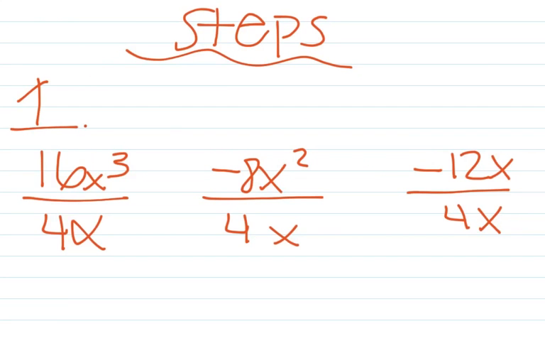So our first step is going to be sectioning out each number or each problem by itself to make it easier. For example, our very first one is going to be 16x cubed over 4x. The second section, negative 8x squared over 4x. And the third section will be negative 12x over 4x.